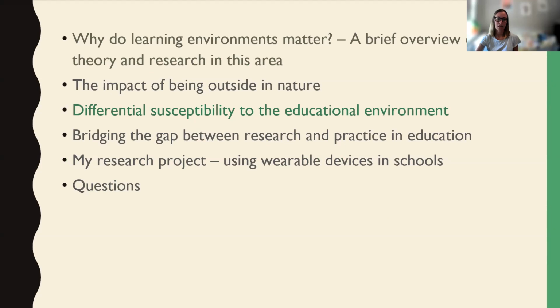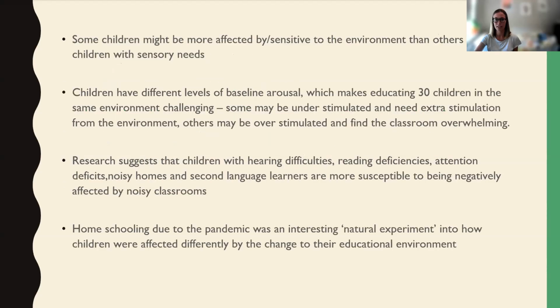So I'm going to move on now to talking about differential susceptibility to the education environment, because this is quite linked to the project that I'm doing. So we know that some children might be more affected by or more sensitive to the environment than others. So particularly children with sensory needs, so perhaps children on the autistic spectrum might be much more affected by the place in which they learn.